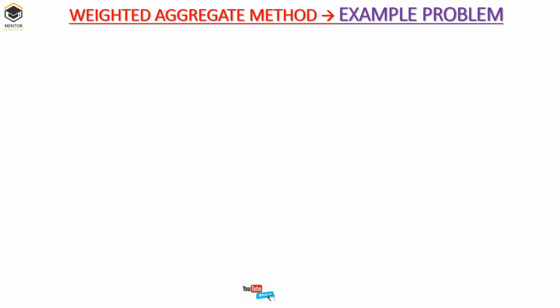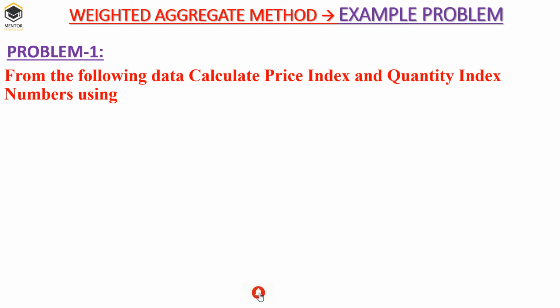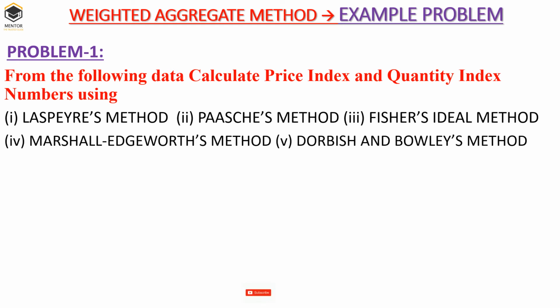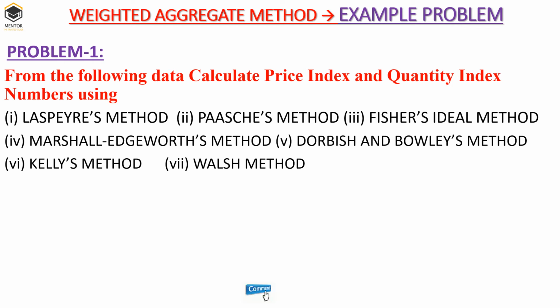Let's see how we can calculate the price index as well as the quantity index under the weighted aggregate method. So here is the example problem. From the following data, calculate price index and quantity index using index numbers by the Laspeyres method, Paasche method, Fisher's method, all these 7 methods. By using all these methods, we have to compute the price index as well as the quantity index.